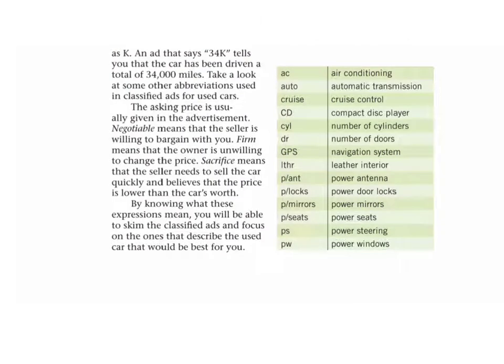AC means air conditioning. Auto means automatic transmission. Cruise is cruise control. CD is a compact disc player. CYL or SIL is the number of cylinders. DR is the number of doors. GPS is the navigation system. LTHR, leather, is leather interior.